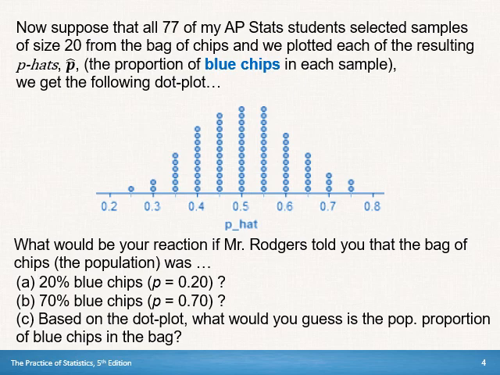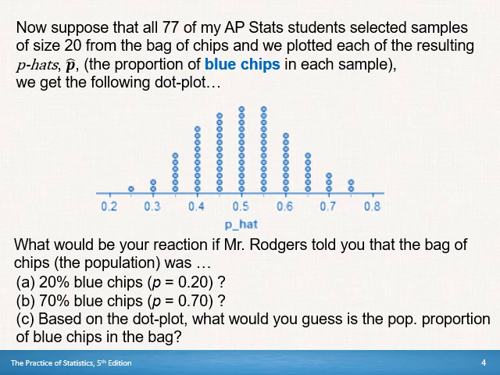All right, and so you would probably guess that it's somewhere around 50%, right? I mean, in here we've got a lot of the results, the p hats, between 45% and maybe 55 or 60. Somewhere in there is probably where the true proportion of blue chips is, right? Now, we don't really know because we don't know what the population was, but it's not very likely to be 20. None were that low, and it's not very likely to be 70. Only 6% were as high or higher than 70%. So it's probably not that as well.